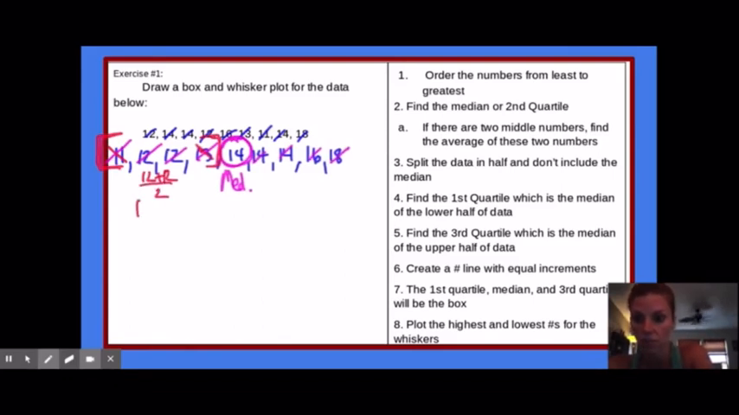So my first quartile, instead of writing IQ, I'm going to write Q1. Quartile 1 is the number 12. So my first quartile is 12.